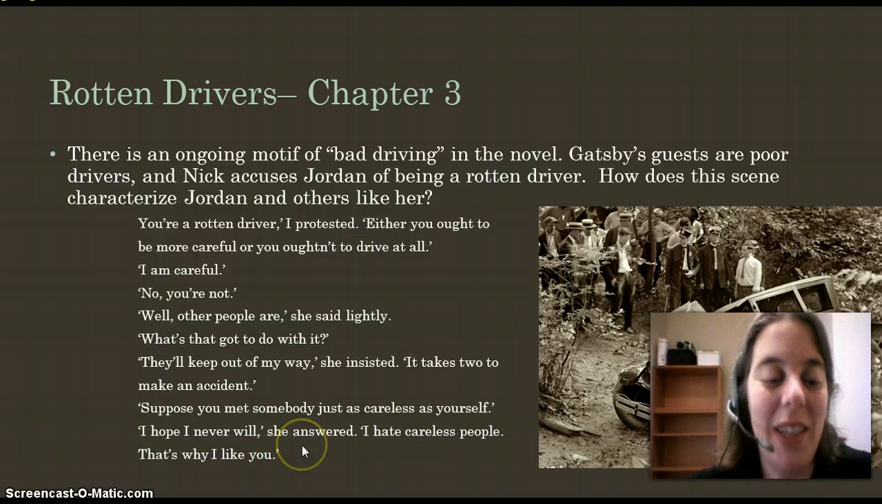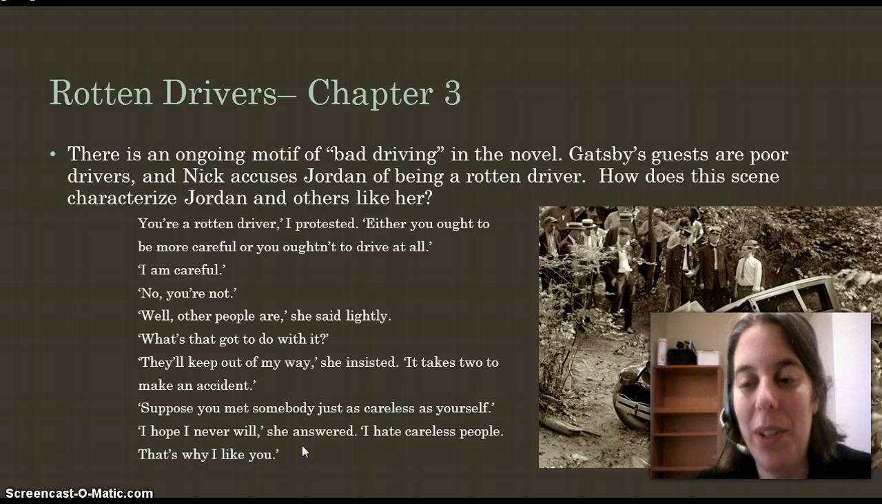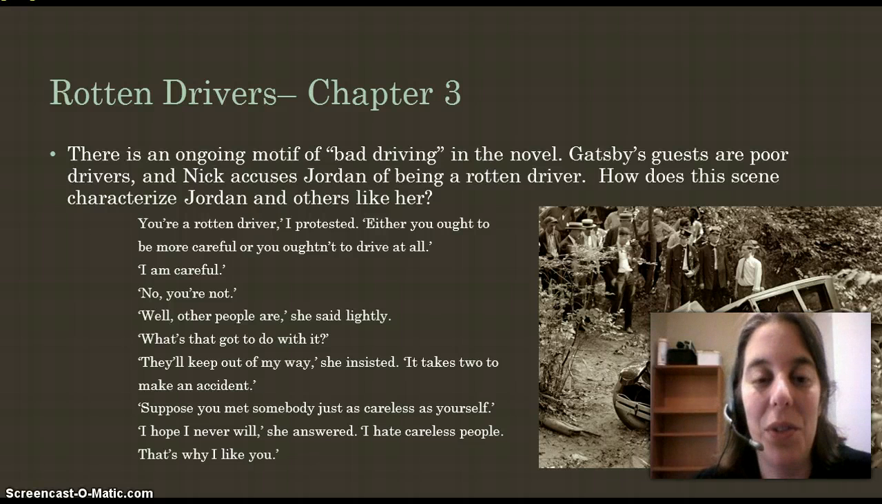This characterizes Nick as being cautious and everyone else as being reckless. And so we'll be thinking in the future a lot about this idea of recklessness, carelessness, and the consequences of it.